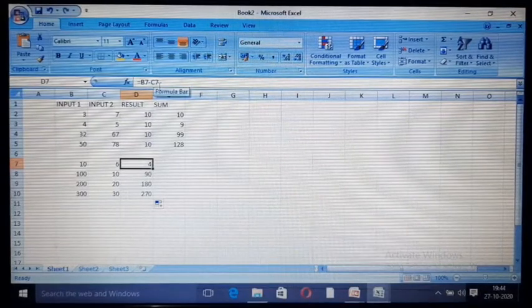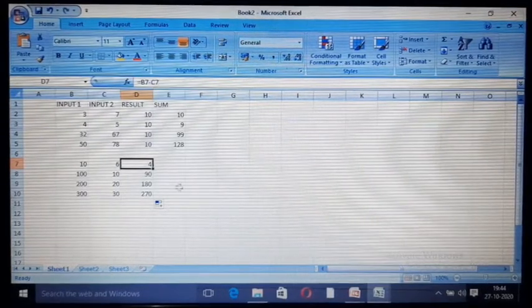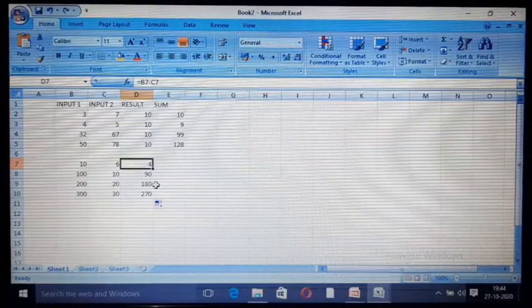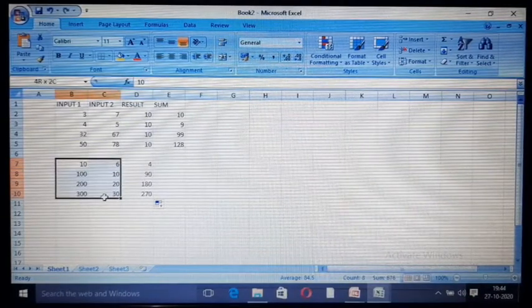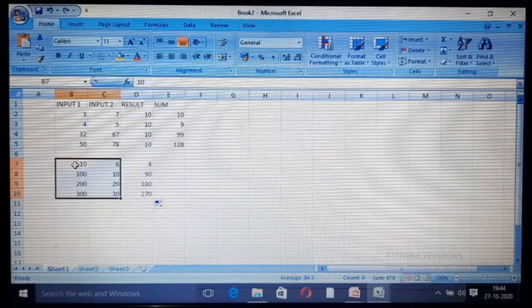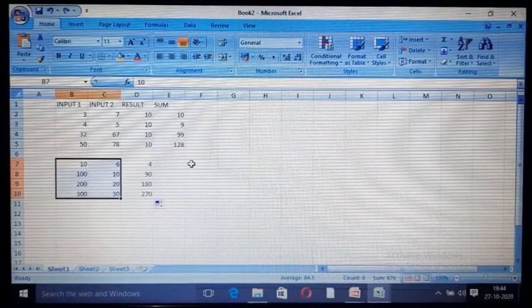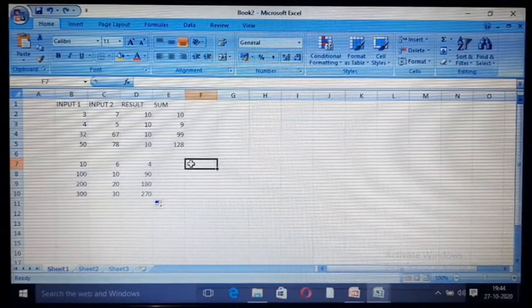So it's better to use cell address instead of using cell contents. Likewise, after minus, we'll use multiplication. Now we'll use the same contents here.